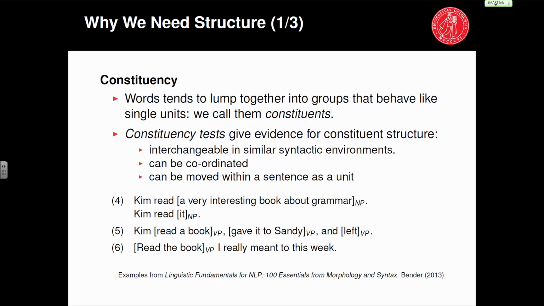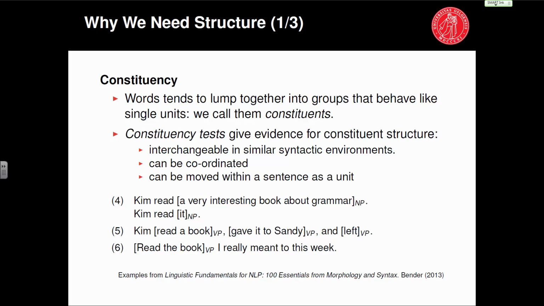I would like to think you have an intuition that read a book is of a different category than a very interesting book about grammar. One is about an activity, the other is about an object. So noun phrases tend to be objects, verb phrases and sentences tend to be activities or states. And this coordination example suggests that there are three constituents here and that they all have the same type. And we will suggest as the label for that constituent category of that type VP, verb phrase.